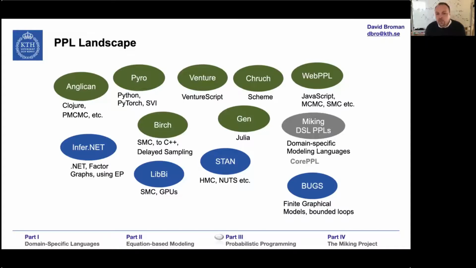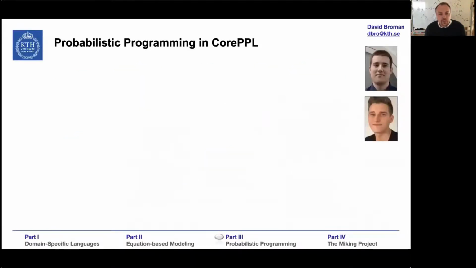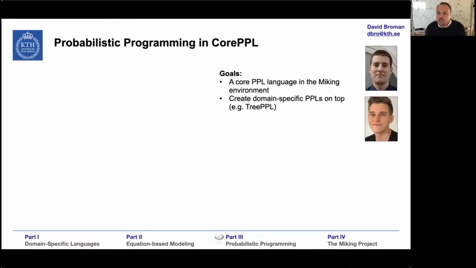And we are working on domain-specific languages on the upper part here, the universal part, and we're defining a core language that I will say a few more words about. This is together with Daniel and Joey. The goal is to have a core in this Miking environment that I'm going to talk about later, so that you can create even more domain-specific languages on top of this. So why would you like to do that? Well, you don't want to reinvent the wheel every time. You want to have a more domain-specific language for a specific domain. And one such language is TreePPL, that we are collaborating on.